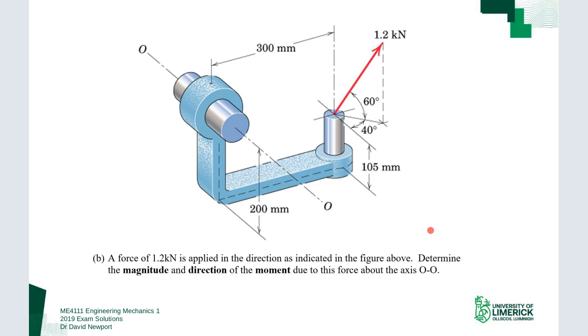Part B then, again, looks quite complex. So we're given a force of 1.2 kilonewtons. We're asked to determine the magnitude and direction of the moment due to this force about the axis OO, so about this axis here. So it's going to tell us the turning effect due to this force about that axis. Now, there's a number of ways you can do this. You can break this into components and take the moments due to the components about that axis. So what I'm going to do is just do the old school way using the vector cross product.